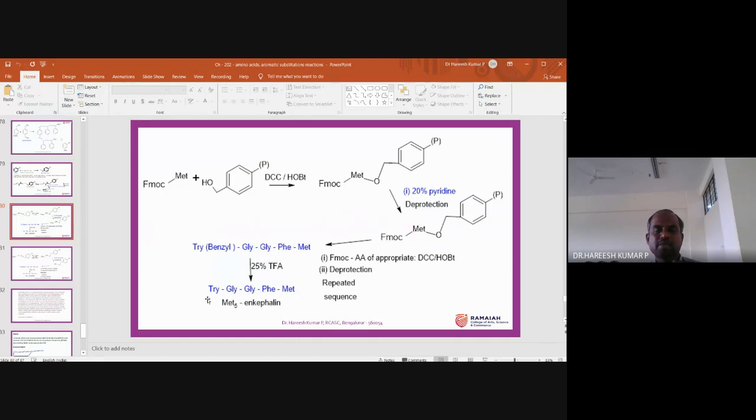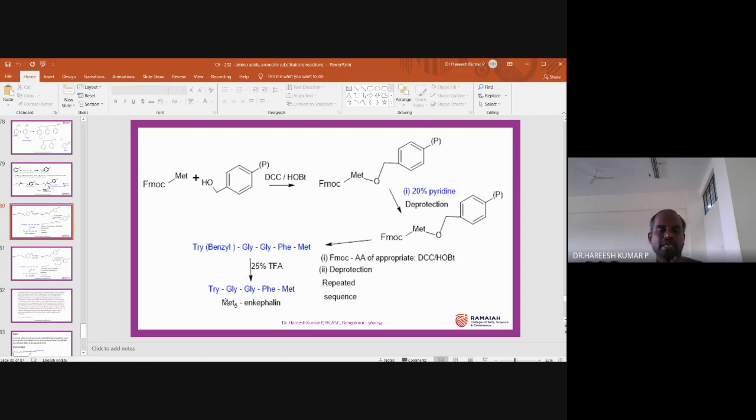If you want to synthesize this pentapeptide by solution phase synthesis, first you have to take a tyrosine. Tyrosine has a phenol side chain. The phenol OH group should be protected with a benzyl group, and then N protection. Then you activate the N-protected tyrosine and couple with glycine. After that, activate the dipeptide and couple with glycine. Activate the carboxylic acid and couple with phenylalanine. Activate the carboxylic acid and treat with methionine, and then deprotection. So this much process is involved in solution phase peptide synthesis.